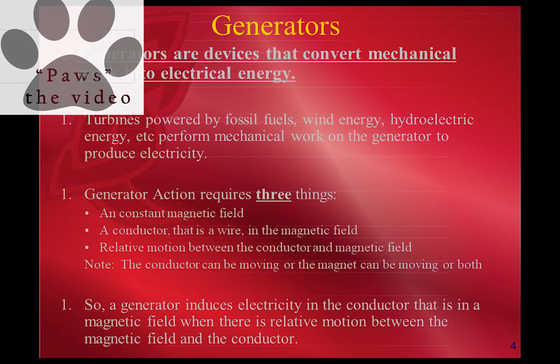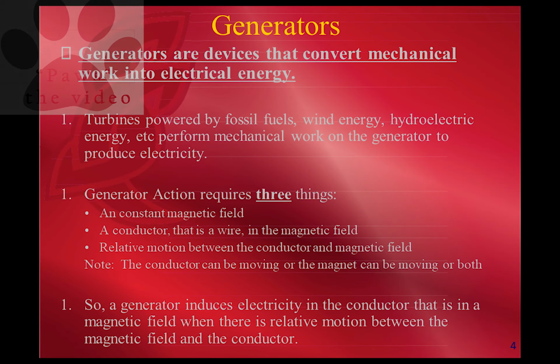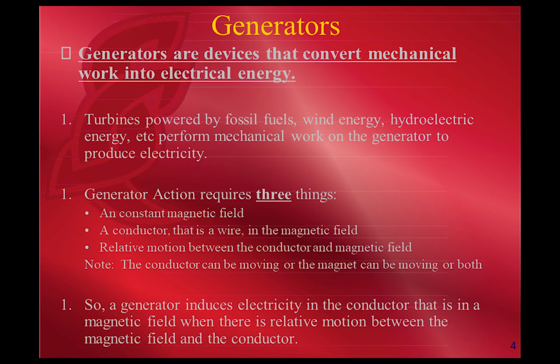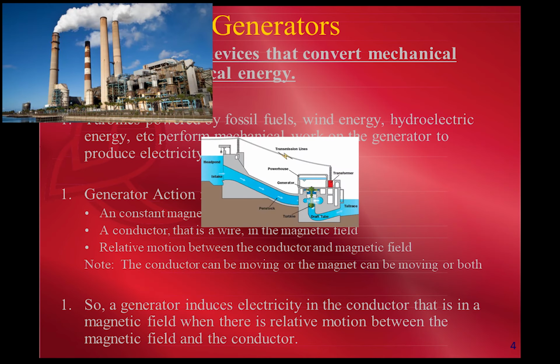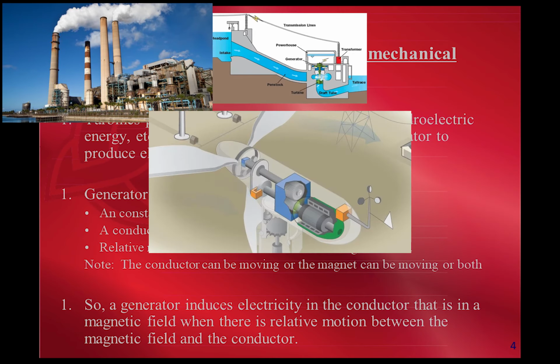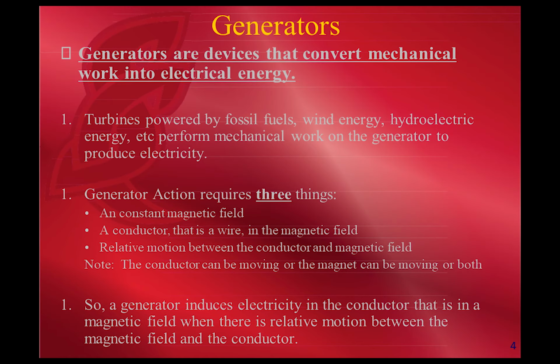A generator is a device that converts mechanical work into electrical energy. So it's really kind of the same process, it's just in reverse order. So some things that we see in real life, we have turbines. Our electrical power that we get that powers our homes is created this way. If you use wind energy, basically we have some kind of mechanical work on the generator and it produces electricity.